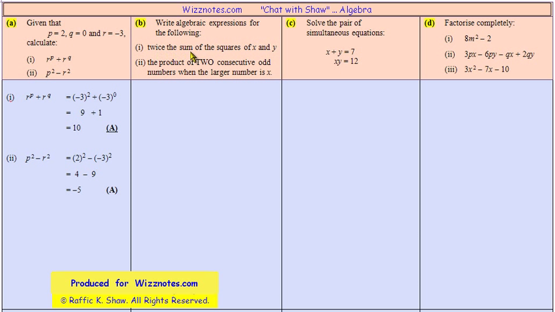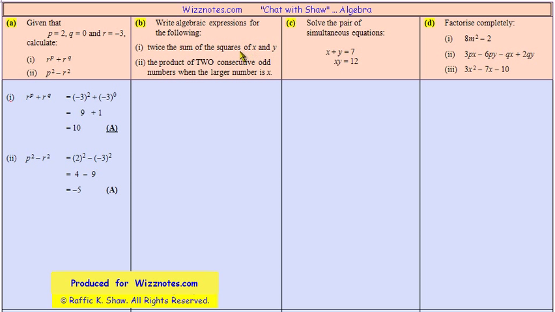Now part B says we are to write algebraic expressions for the following. 1. Twice the sum of the squares of x and y. Twice the sum of the squares of x and y. And then in part 2 we have to do the product of 2 consecutive odd numbers where the larger number is x. So let's look at the first one.